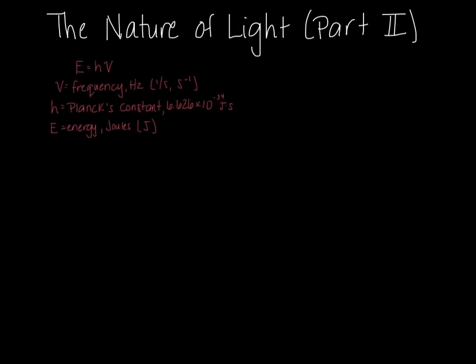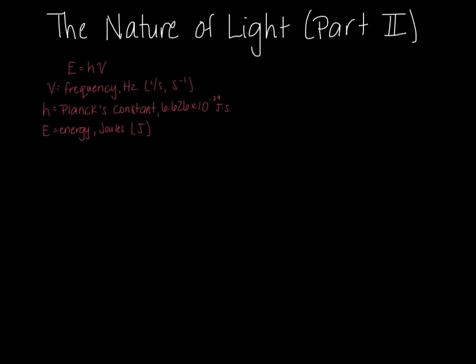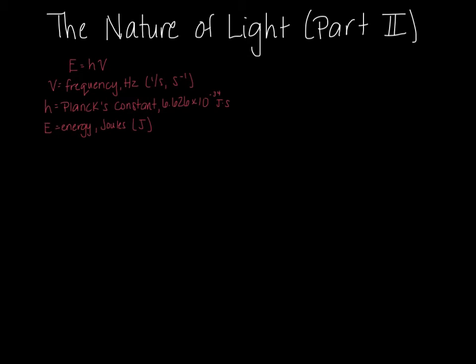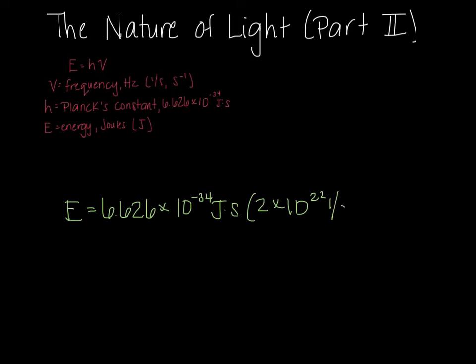So let's look at how we're going to use this information with a practice problem. What is the energy of a gamma ray with a frequency of 2 times 10 to the 22nd hertz? Well, since we're finding E, that's easy because it's just E equals h, which is our Planck's constant, 6.626 times 10 to the negative 34 joules per second times my frequency, which is 2 times 10 to the 22nd hertz, but I know that's 1 over s. So I'm going to use that so I can cancel some of my units.